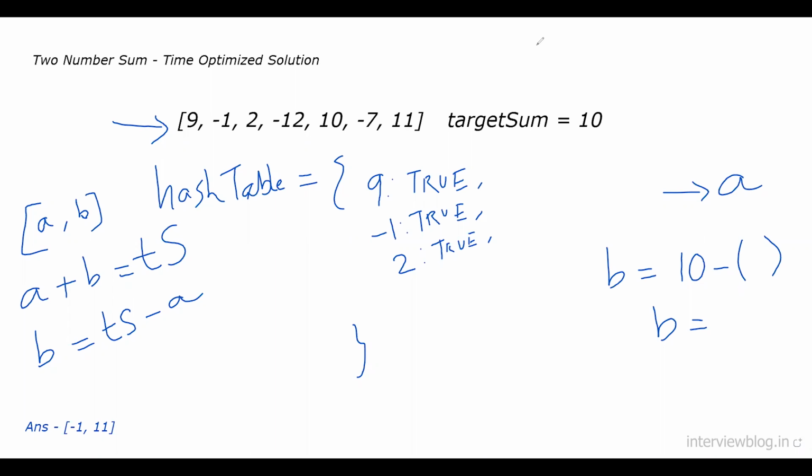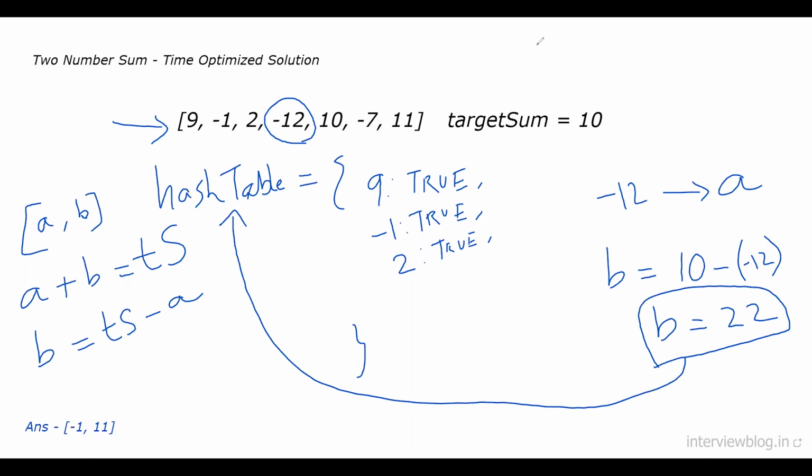Next, I'll be visiting the element -12. So now my A is -12, and if I subtract negative 12 from the target sum, which is 10, I will be getting 22. Now I will check if this B value, that is 22, is present in my hash table. Since 22 is not present in my hash table, I will simply add the value of A, which is negative 12, to the hash table, saying that it is present in the given input array.